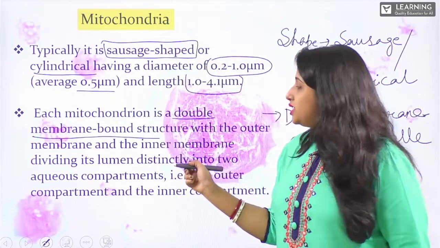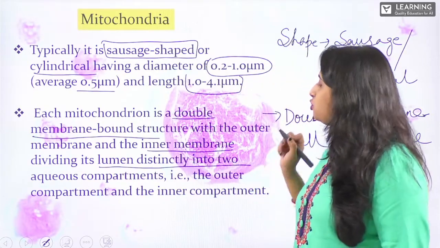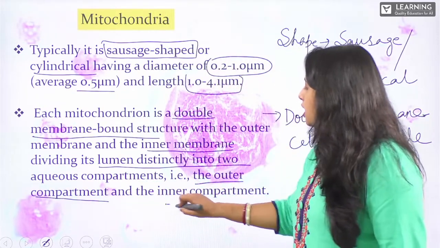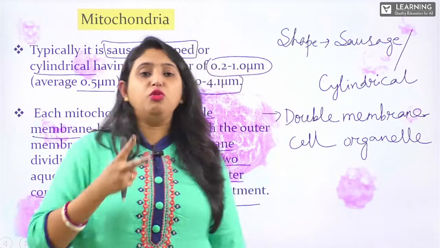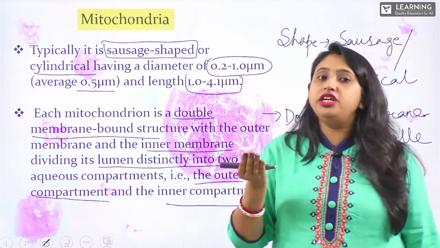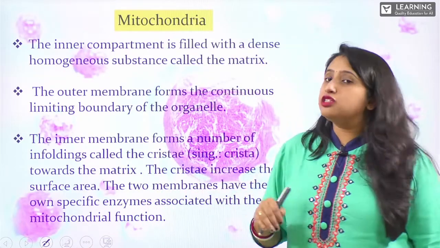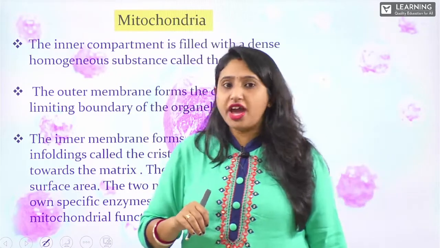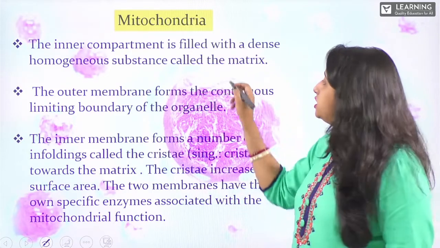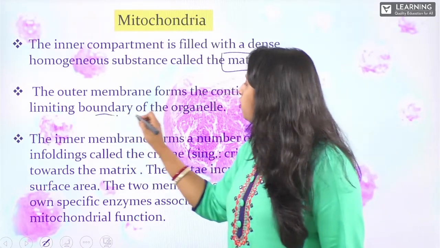It is a double membrane cell organelle with the outer membrane and the inner membrane dividing its lumen distinctly into two aqueous compartments, that is the outer compartment and the inner compartment. The inner compartment is filled with a homogeneous substance which we call the matrix, and the outer membrane forms the continuous limiting boundary of the organelle.